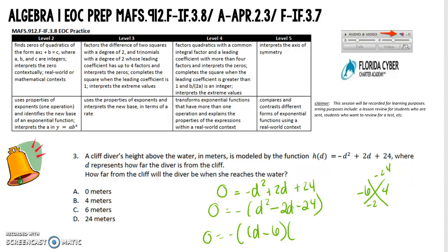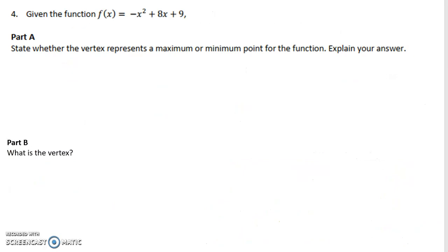So we'd have d minus 6 and d plus 4. If I set everything equal to 0, that negative just disappears. Setting each factor equal to 0, d minus 6 equals 0 and d plus 4 equals 0, so d equals 6 or d equals negative 4. Our distance from the cliff can't be negative, so the answer is 6 meters. All right, very good. Let's look at the next problem.